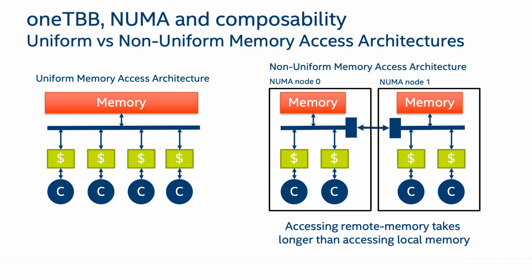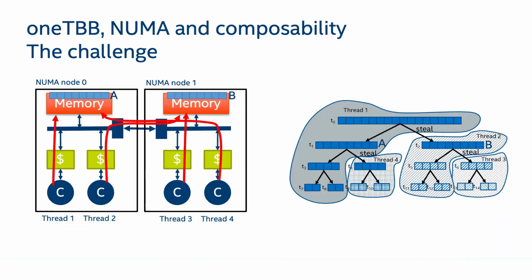A non-uniform memory access architecture has some cores that are physically closer to some regions of memory than others. So if a core in NUMA node 0 needs to access memory that's in NUMA node 1, it has a higher latency to get that memory. So now we're looking back at TBB without controlling anything.